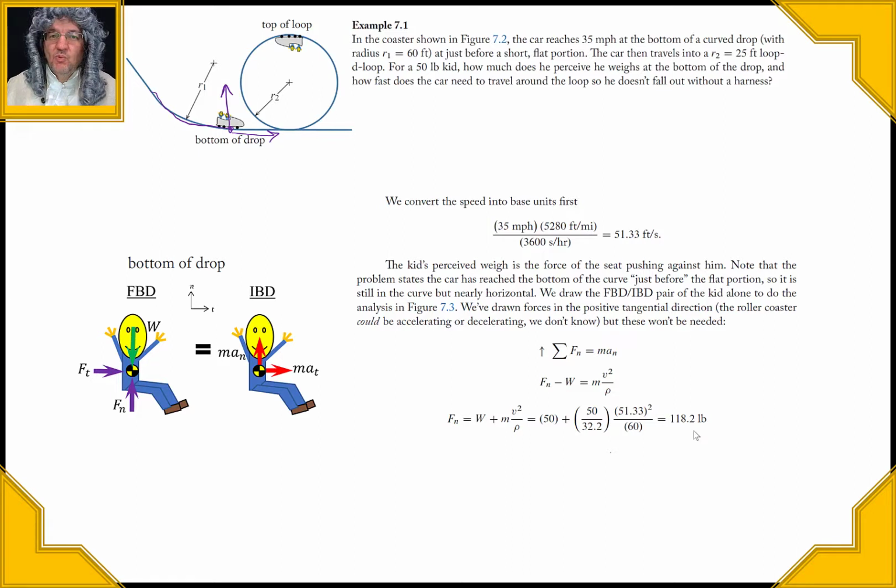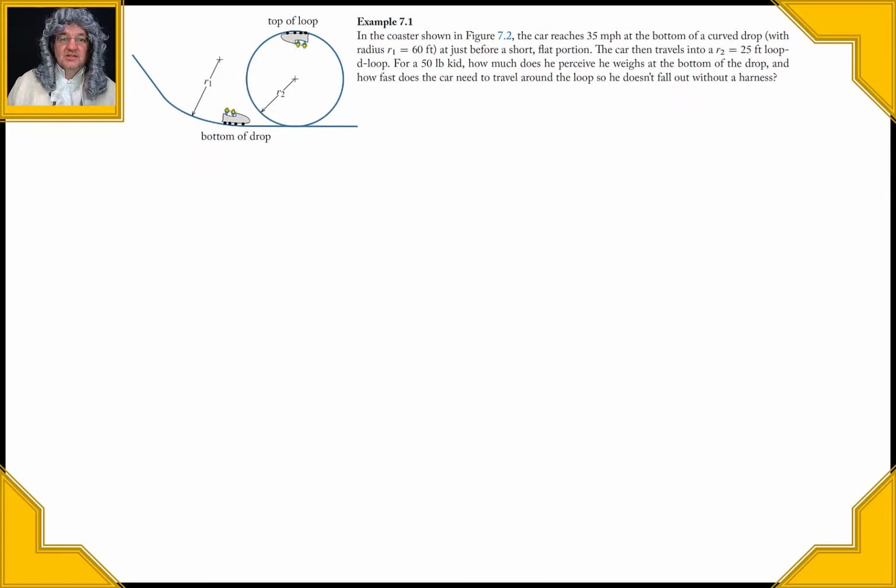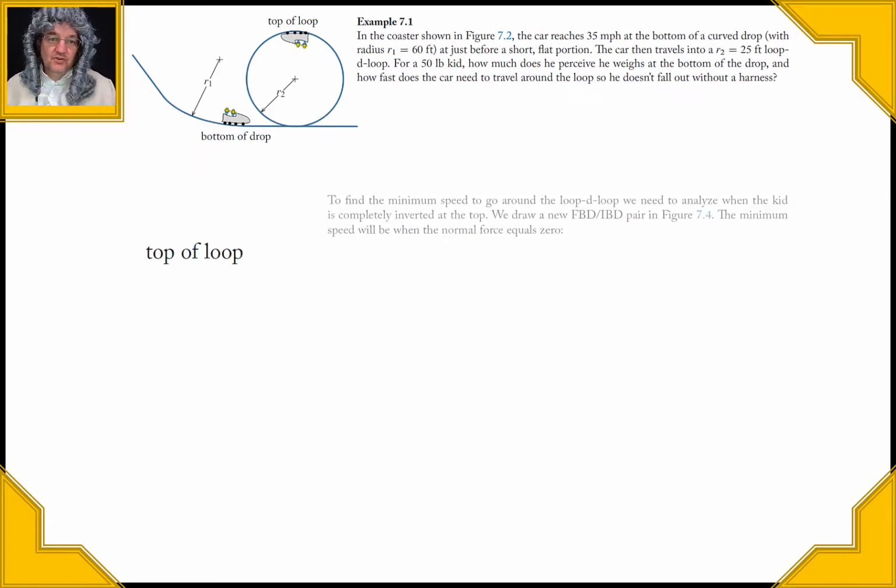So even though he weighs 50 pounds, it's going to feel as if he was somewhere, not on the moon, but someplace with larger gravity than Earth, right? He's feeling like he's much heavier, and that's really the seat pushing back up onto him. So 118 pounds. Now let's also take a look at the top of the loop.